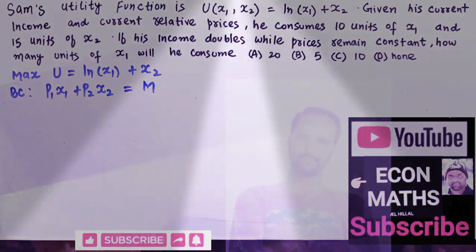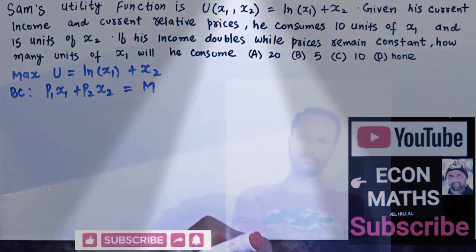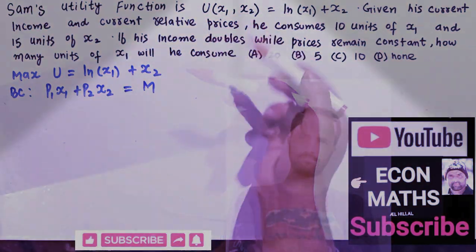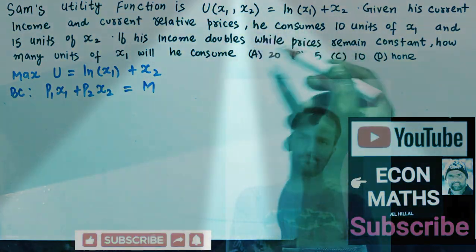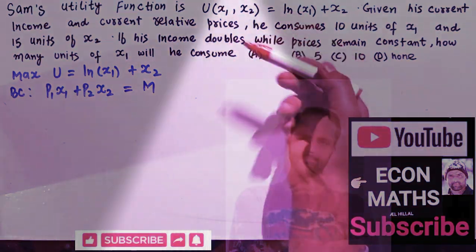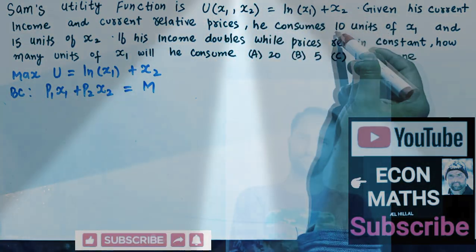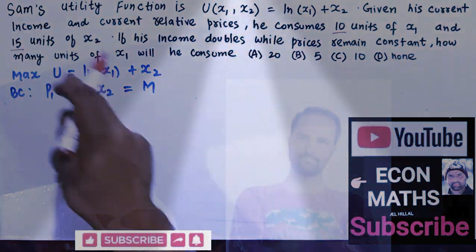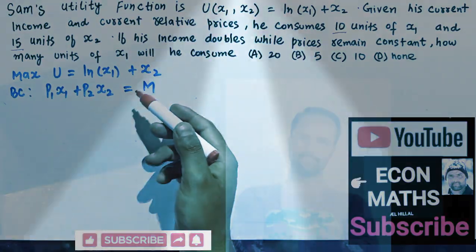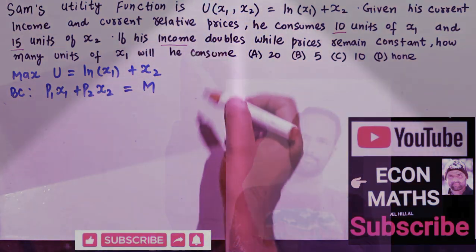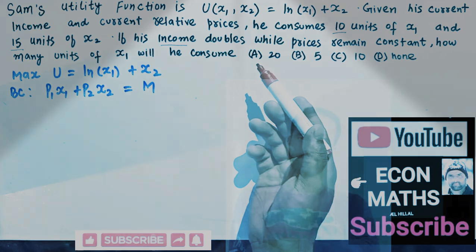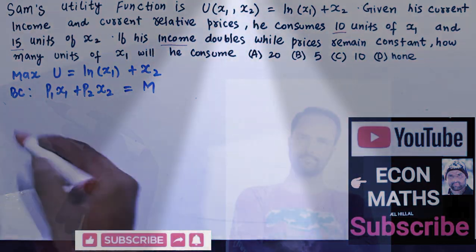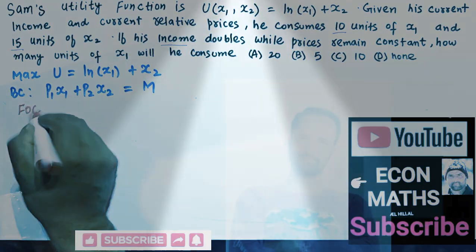Now we are being told that at the current prices, he consumes 10 units of good x1 and 15 units of good x2. Let's first derive the demand functions to see what will be the impact of income on good x1 here. So how do we find the demand function? Simply, we need to find the first order condition.